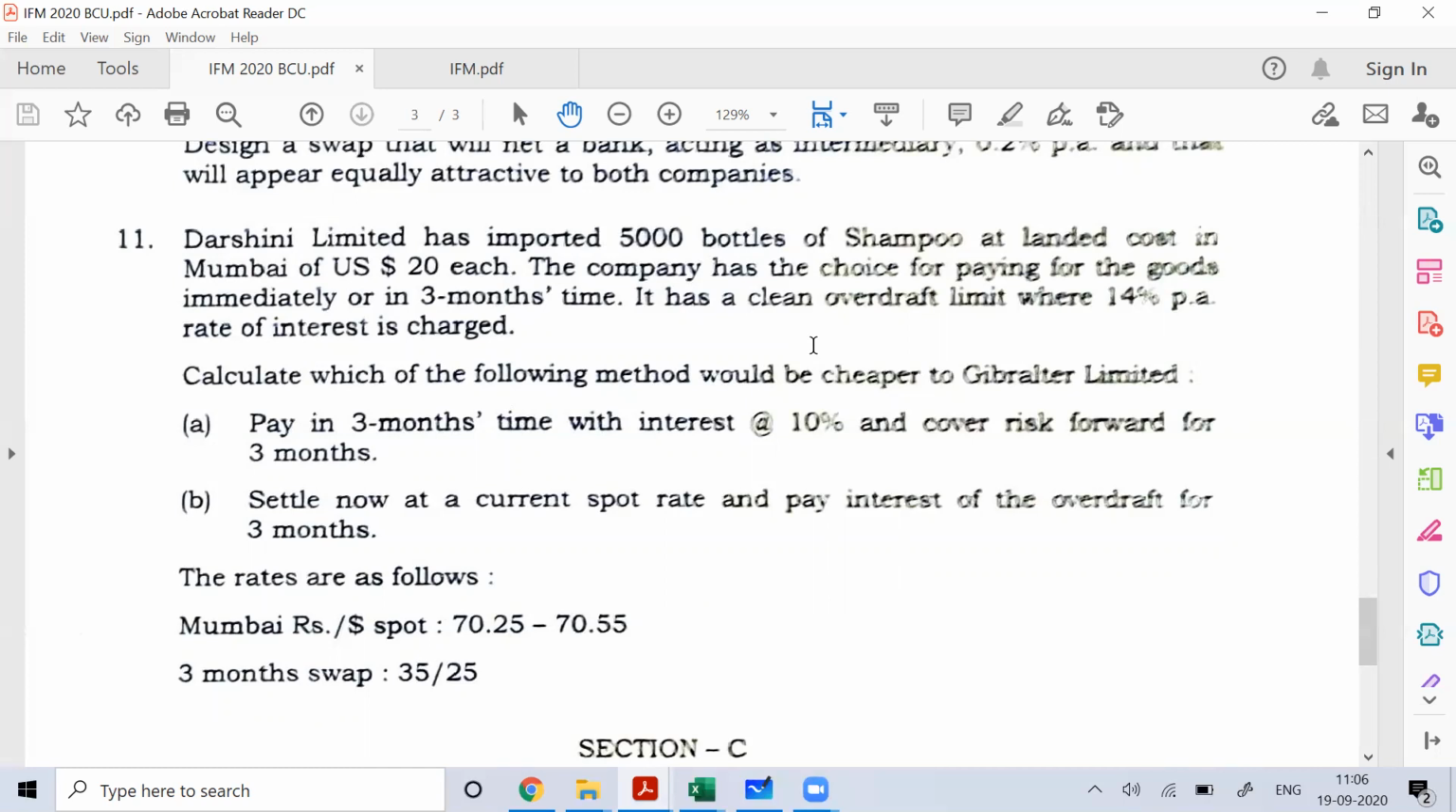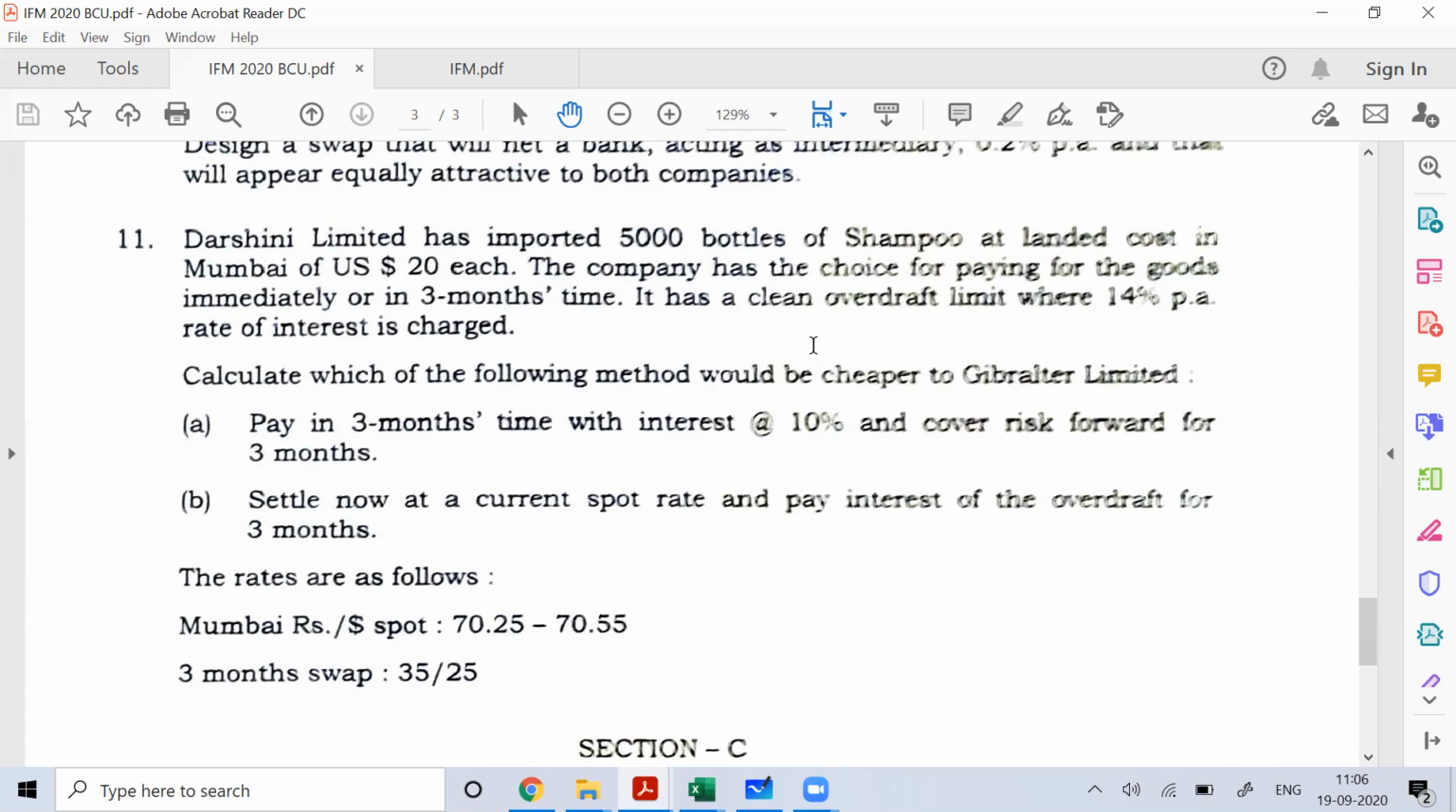So one bottle is $20. So 5,000 bottles will be how much? 10 and then 40. So 10 and 40 means 1 lakh dollars. Okay, so the company has a choice that they can pay the money right now. If they want to pay money right now, they're mentioning an overdraft limit where the rate of interest is 14% per annum.